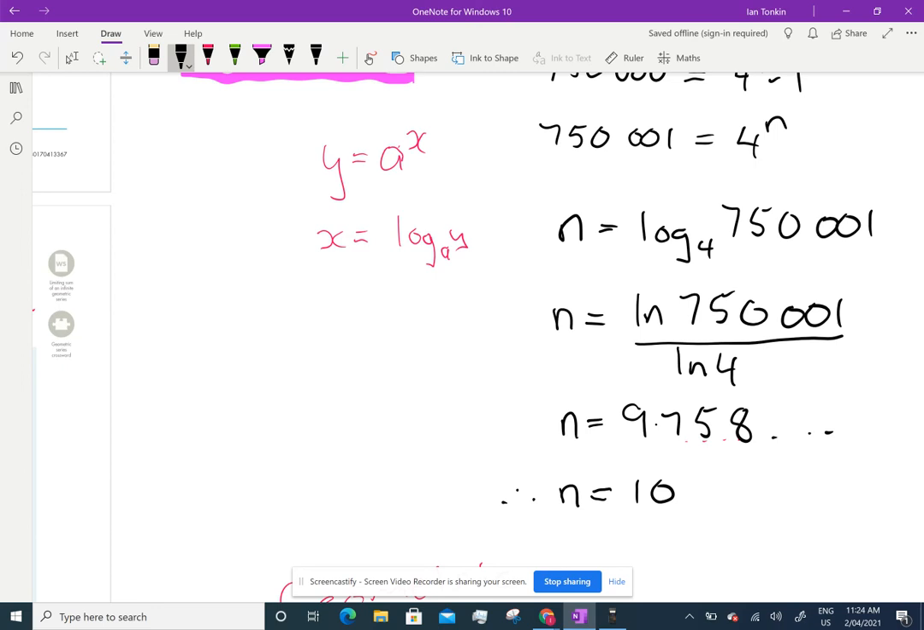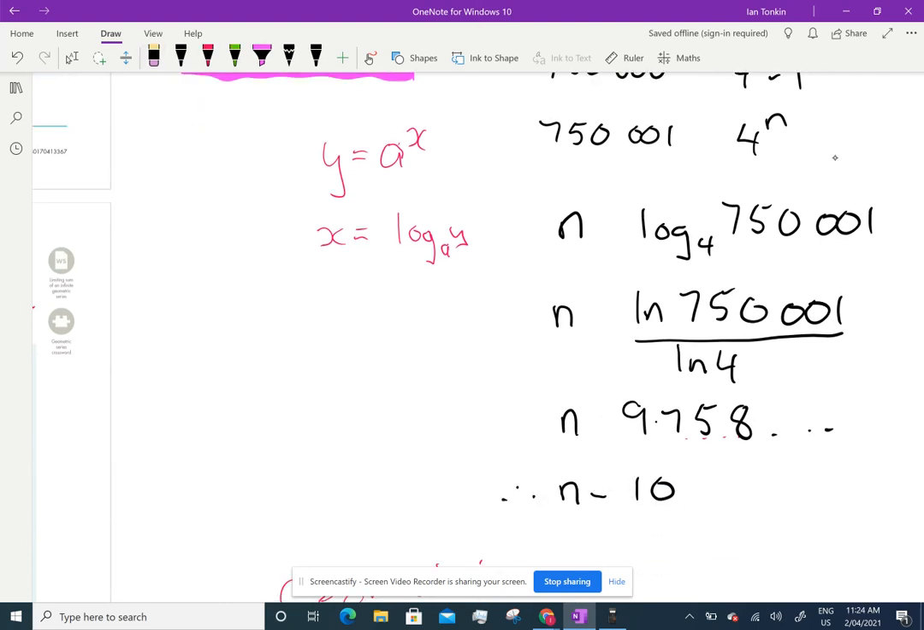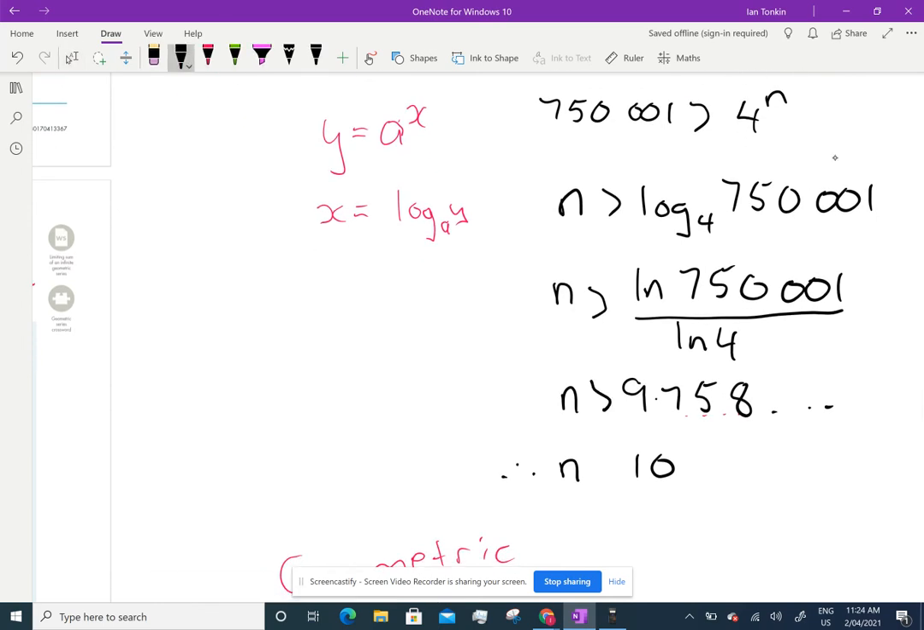All right, and if I'd written this in, I'd like to put it equals to, but you could have just done all this and you could have had greater than, because you haven't done anything. So n has to be greater than 9.758 and it equals 10.